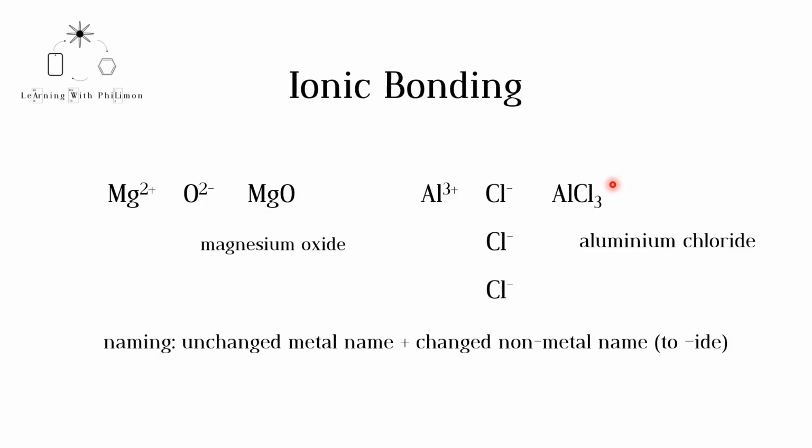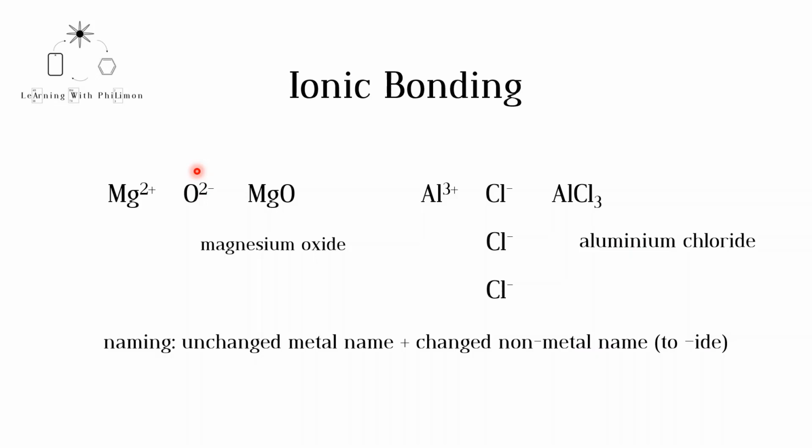A trick to write the correct formula is that the charge of one ion becomes the subscript of the other. The 3 of the aluminium goes to the chlorine, and the 1 of the chlorine goes to the aluminium. If the 2 charges are the same, 2 and 2, as is the case in magnesium oxide, they cancel out.